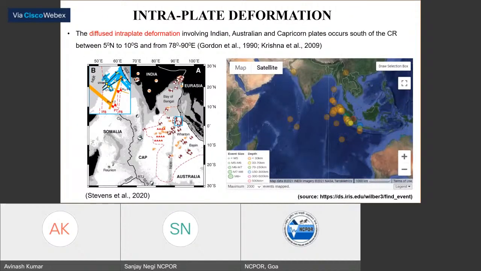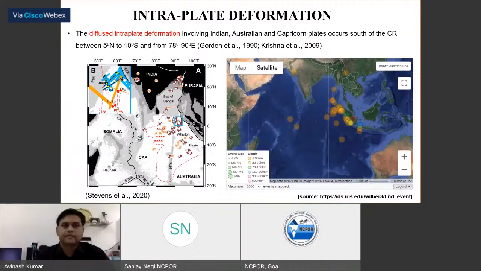And interplate deformation, of course, because there are a lot of debates happening over the diffuse interplate deformation in the Indian Ocean, and quite large earthquakes are happening over this region. So why these large earthquakes happen within the intercontinental regime is a big question to be addressed, and such kind of investigations can help us investigate this diffuse interplate deformation in the Indian Ocean.